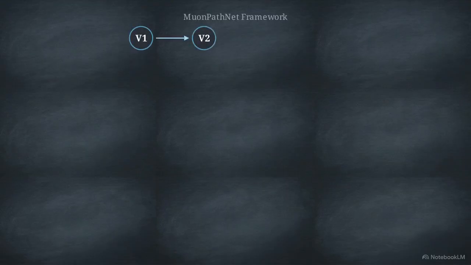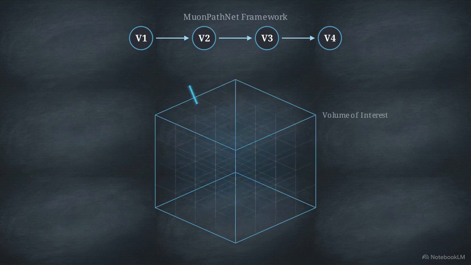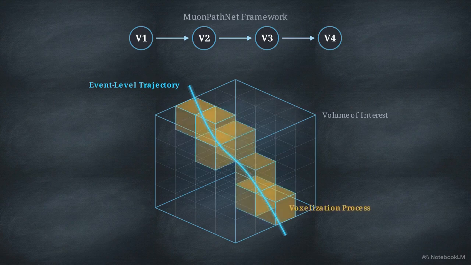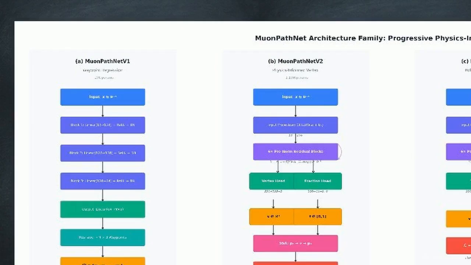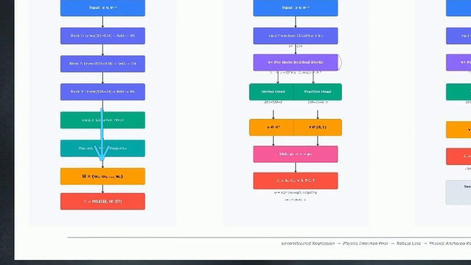MuonPathNet was developed to address these failures through a progressive series of physics-informed neural networks. It intervenes at the event level, predicting physically plausible trajectories before any voxelization occurs. The first iteration, V1, establishes a baseline. It feeds a 13-dimensional observation vector into a 3-block multi-layer perceptron. V1 predicts discrete waypoints along the muon's path, acting as a generic regression model without specific physical priors.